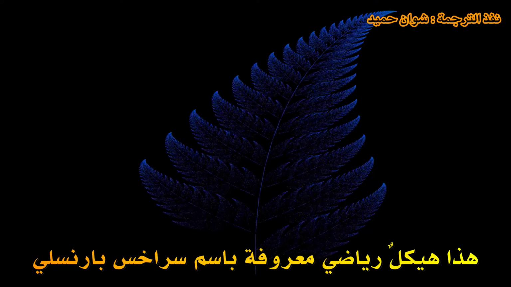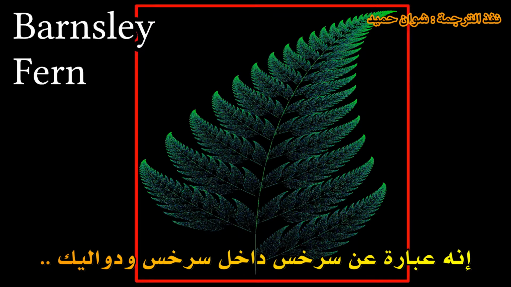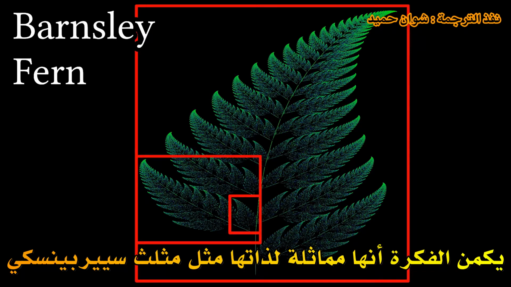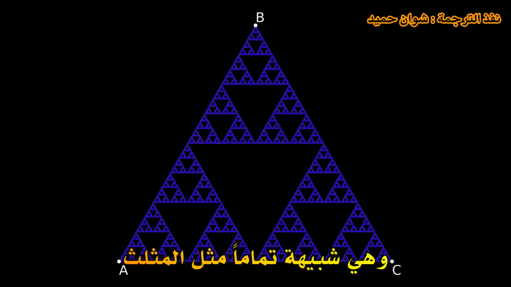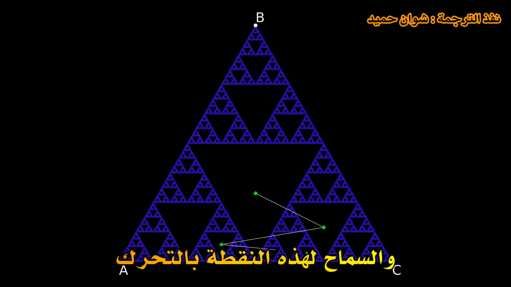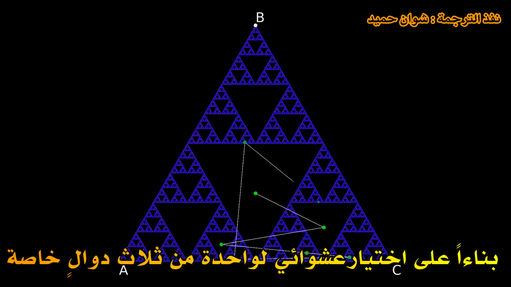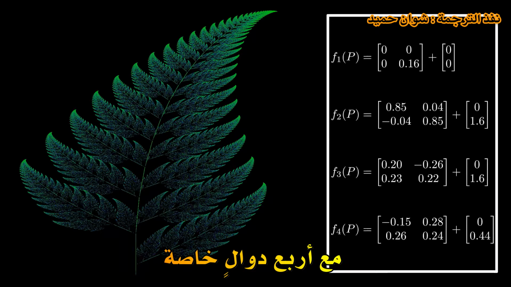This is a well-known mathematical structure known as the Barnsley fern. It's a fern of ferns of ferns. The point is that it's self-similar, like the Sierpinski triangle. Just like the triangle can be created with a chaos game by choosing a random location in space and allowing that point to move according to a random selection of one of 3 special functions, the fern can be created in the same way with 4 special functions.